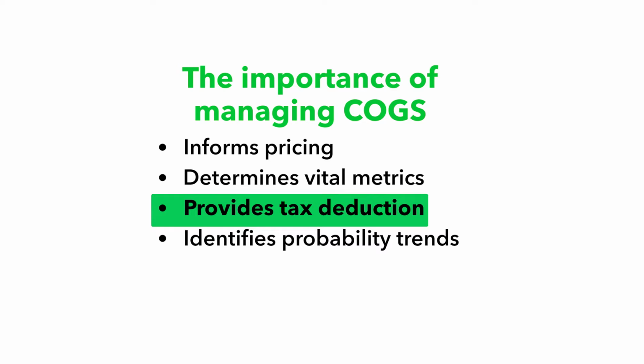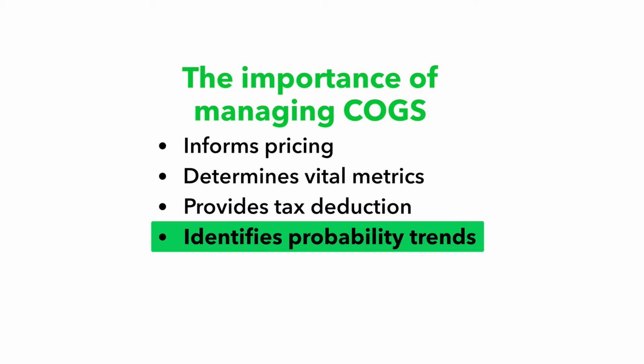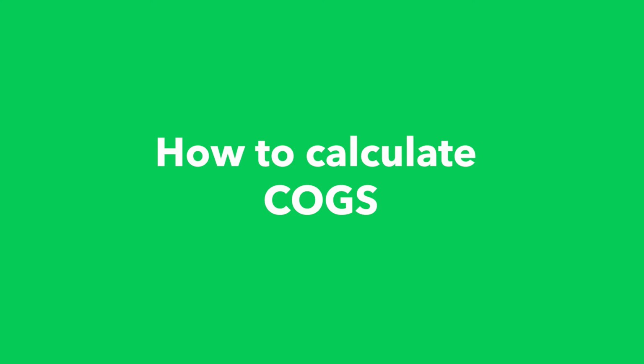Additionally, the cost of goods sold is an expense, so it's tax deductible, because who doesn't love a good tax deduction? And finally, over time, the cost of goods sold can highlight trends that can help with profitability. For example, noticing that the price of the raw materials is consistently lower during a specific time of the year may suggest the best time to buy.